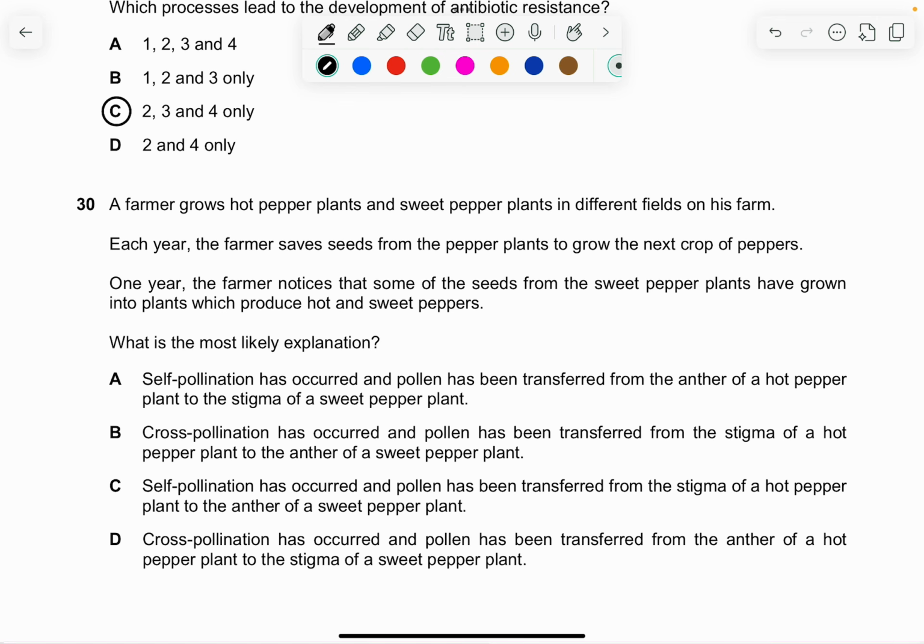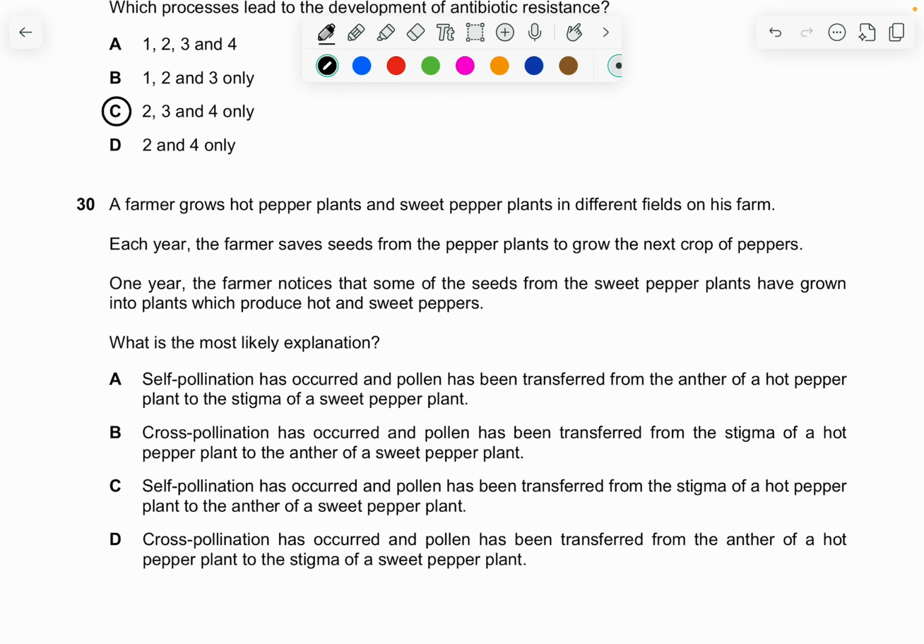Question 30. A farmer grows hot pepper plants and sweet pepper plants in different fields on his farm. Each year, the farmer saves seeds from the pepper plants to grow the next crop of peppers. One year, the farmer notices that some of the seeds from the sweet pepper plant have grown into plants which produce hot and sweet peppers. What is the most likely explanation?